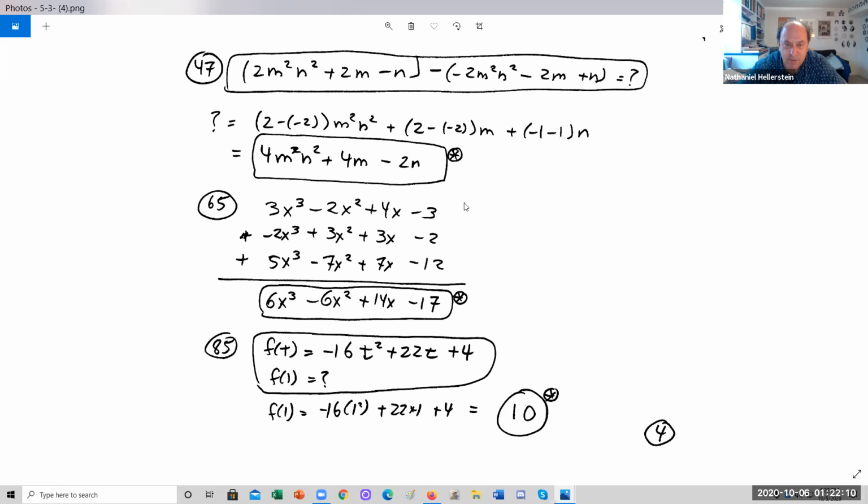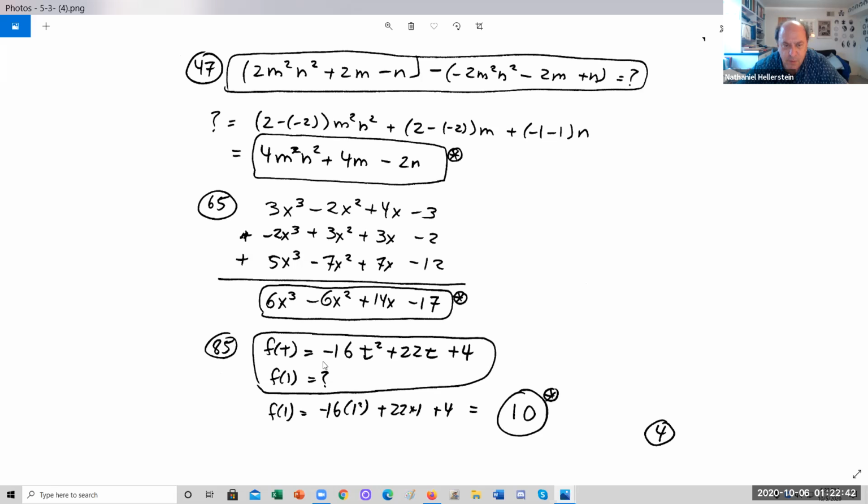Now here we have a list of 3 polynomials. We're adding up in a column, and here we go. 3 minus 2 plus 5, that's 6, 6x cubed. Minus 2 plus 3 minus 7 is a minus 6, minus 6x squared. 4 plus 3 plus 7 is 14, 14x. Minus 3 minus 2 minus 12 is a negative 17 here. So 6x cubed minus 6x squared plus 14x minus 17.